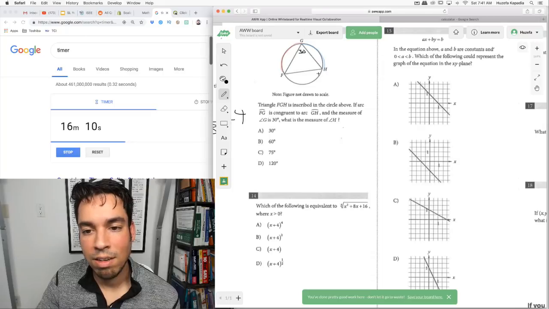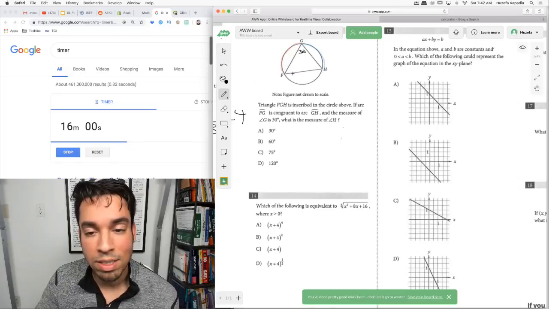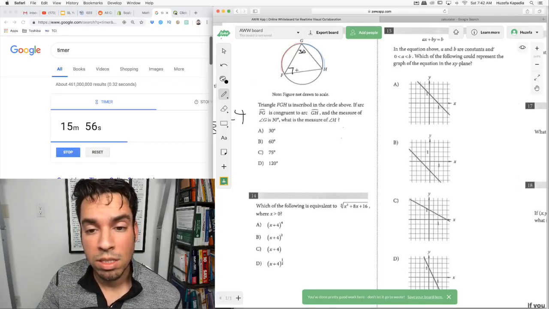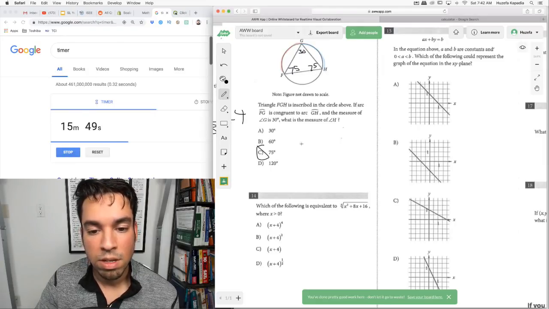The theorem is that if this angle cuts out this arc and this angle here cuts out the exact same size arc, these two angles have to be equal. But even if you don't know that theorem, you could probably deduce that or guess that. So they all have to add up to 180. So if this is 30, these must add up to 150 and they're equal. So they both have to be 75. And that's it.